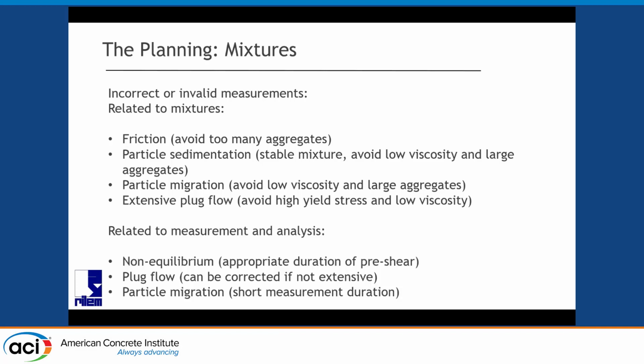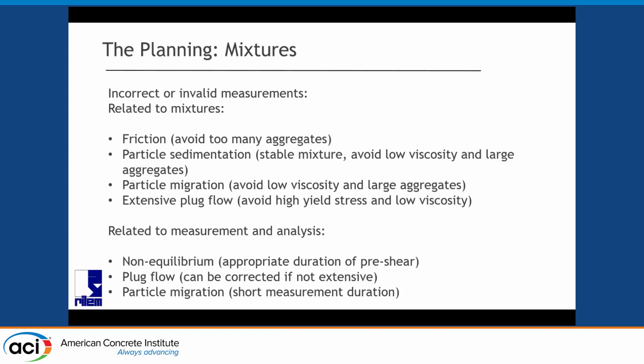And then we have a couple of things related to the measurements, right? One of the first measurement artifacts discovered was the non-equilibrium. So your properties could be evolving as a function of time during your measurement, which you don't want, right? The solution for that is to have an appropriate duration of the rest periods, which we judge based on our experience. Plug flow itself can be corrected for. There's an iterative procedure that exists for that. And then to limit particle migration, you can try to limit as much as possible the duration of the measurement.